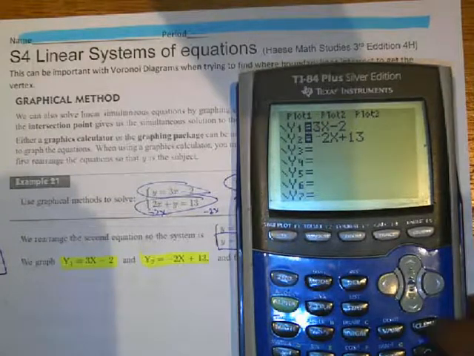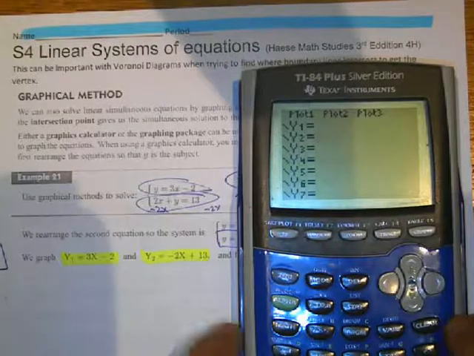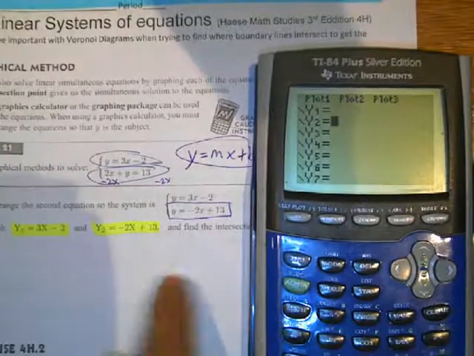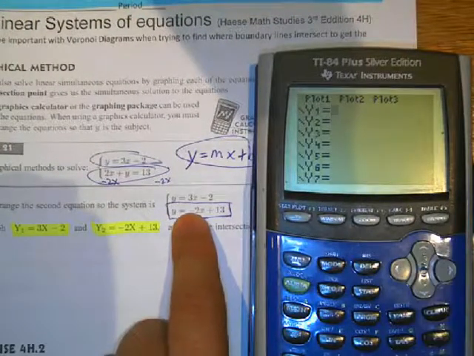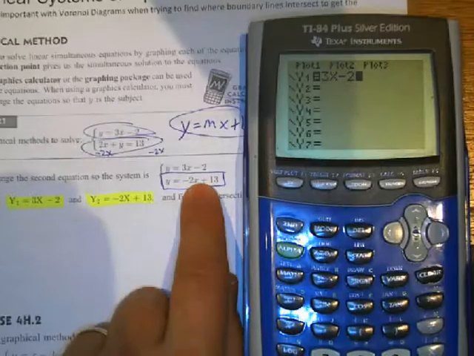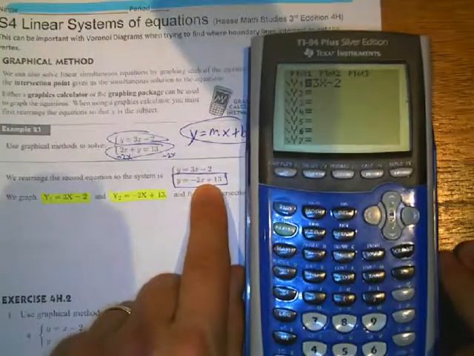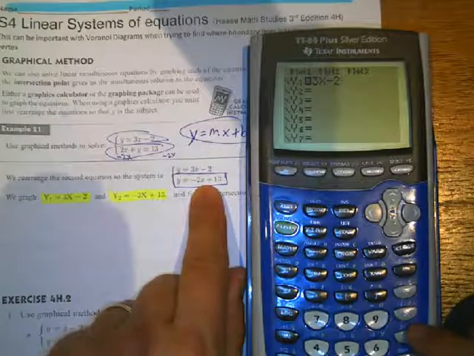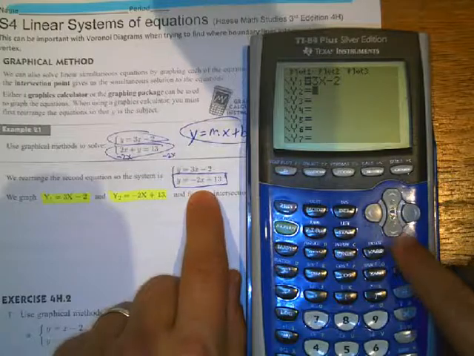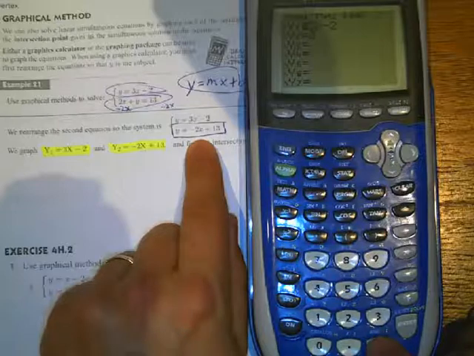Okay, there we go. There's no glare. Okay, so I hit y equals, and I'm going to type in each equation. So what are the equations? The first one is 3x minus 2, and I used this minus symbol right here next to the 6. And then the next other one is negative 2x. So if I'm doing negative 2, I have to hit this minus symbol underneath a 3.